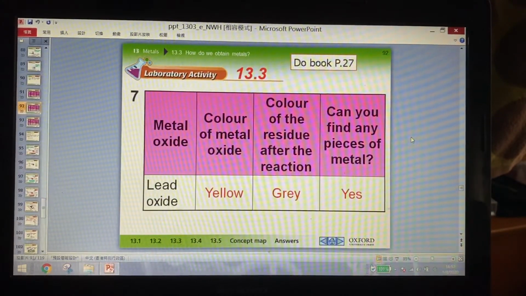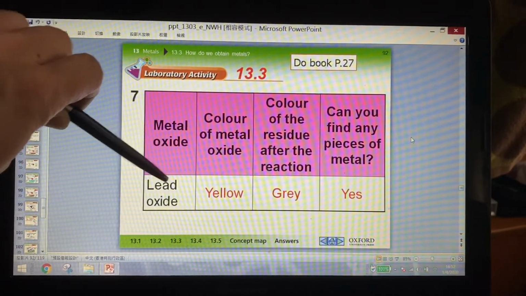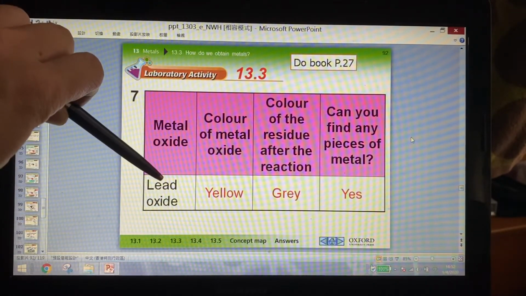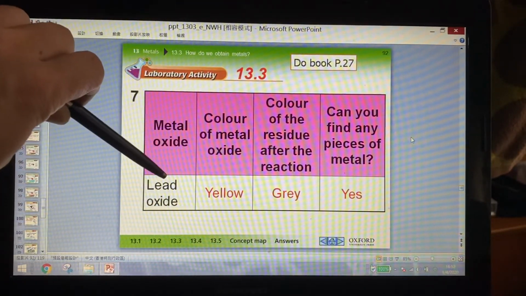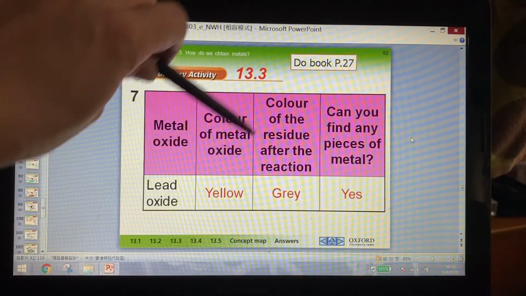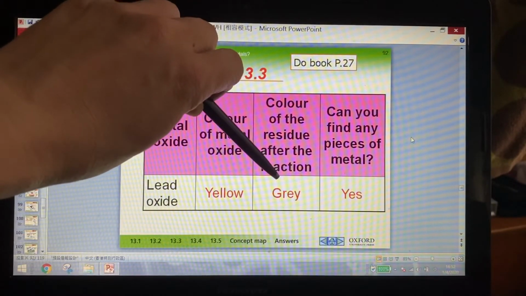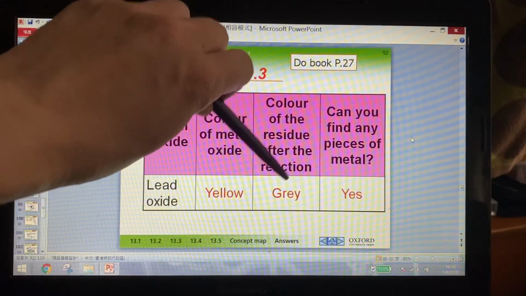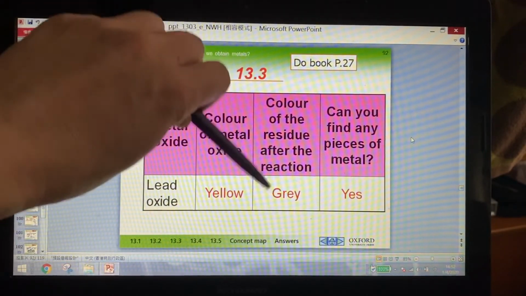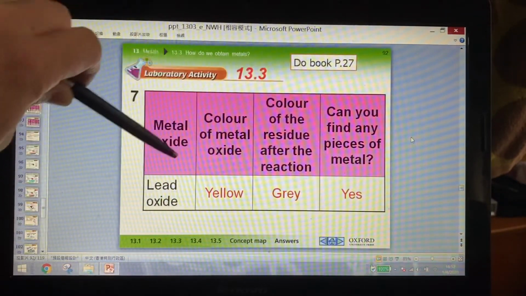If we use lead oxide mixed with the carbon powder, what is the color of the lead oxide? That is yellow. After we mix with the carbon powder and heat, what is the color of the residue after the reaction? That is gray in color. What is this? Actually, this is the metal, that is lead. So, can you find the pieces of metal? Yes, we find the lead.